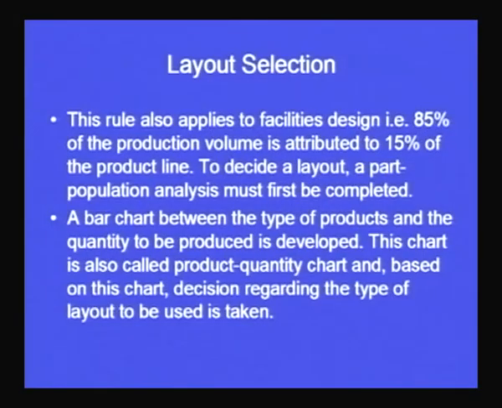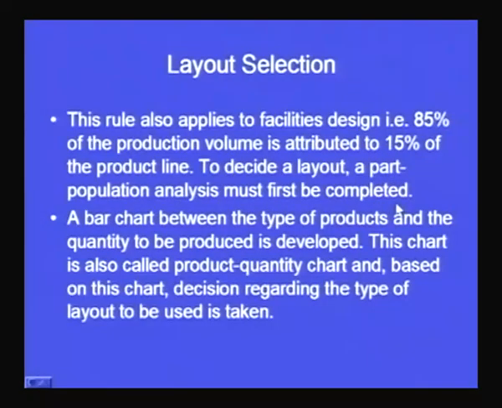This rule also applies to facilities design, that is 85% of the production volume is attributed to 15% of the product line. So when one product line is dedicated to one particular type of product, the maximum volume will come out of that product line. So this rule also applies to facilities design, that is 85% of the population volume is attributed to 15% of the product line. To decide a layout, a part population analysis must first be completed.